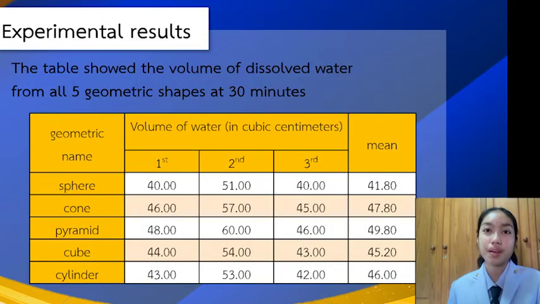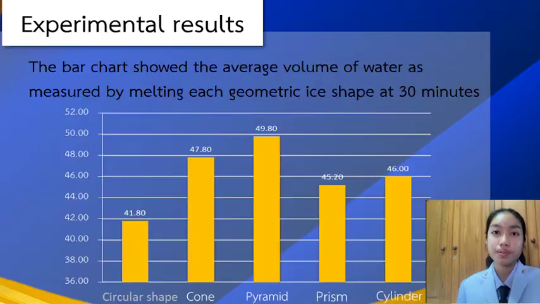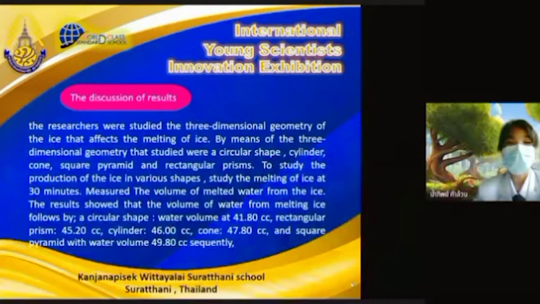Experimental results. The table shows the volume of melted water from the 5 geometric shapes at 30 minutes, followed by this table. This one is the bar chart showing the average volume of water from melting each geometric ice shape at 30 minutes, followed by this bar chart. Let's go to the next point, the discussion of results.